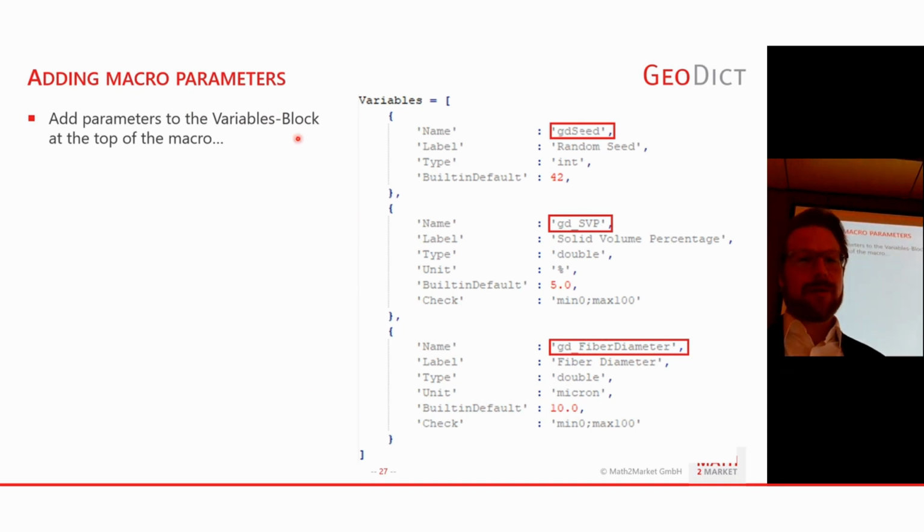So in the macro, there should already be a variables block commented out at the very top of the macro. And you can change it like this. You can add these variable blocks here. The GDseed variable of an integer type. You can specify a default, but you don't have to. Solid volume percentage as a double value. Again, the built-in default doesn't matter that much in this case.